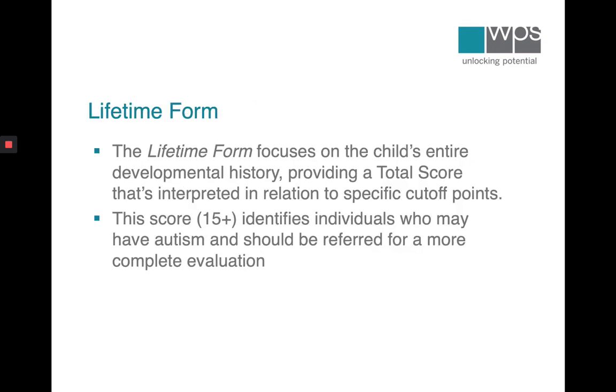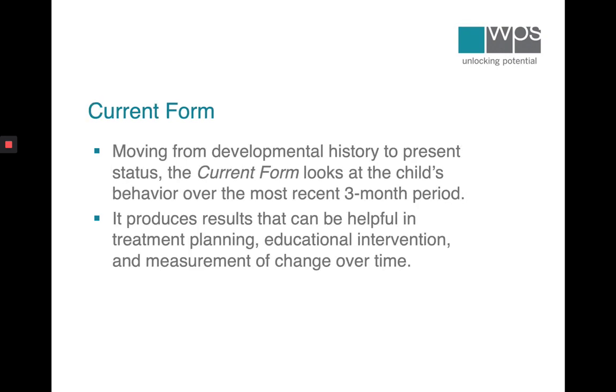The lifetime form, remember now there's 2 different forms. The lifetime form focuses on the child's entire developmental history, providing a total score that's interpreted in relation to specific cutoff points. Basically what it means, should a child get a score of 15 or more, it indicates that the child should be referred for a complete evaluation. So again, the lifetime form is really a good screener of autism.